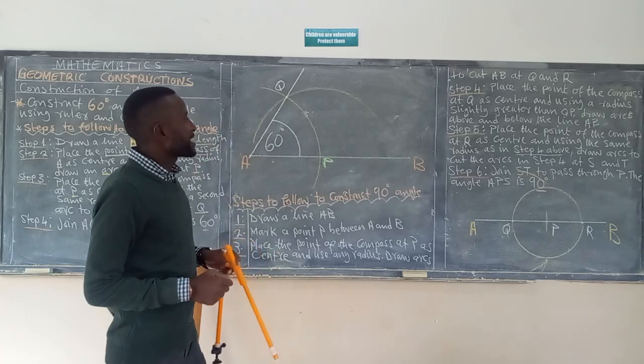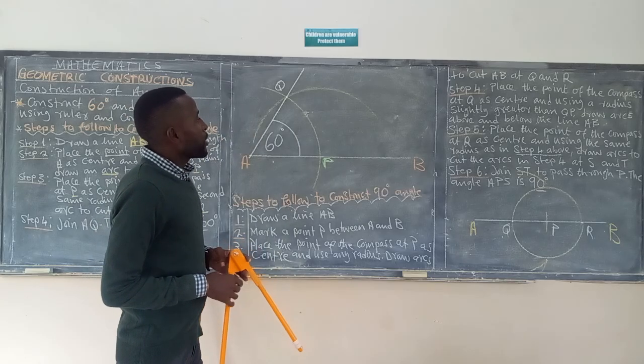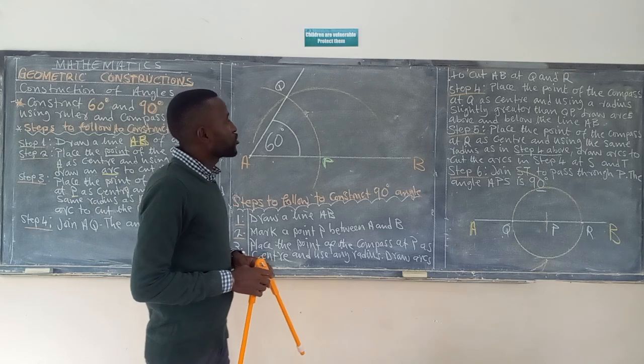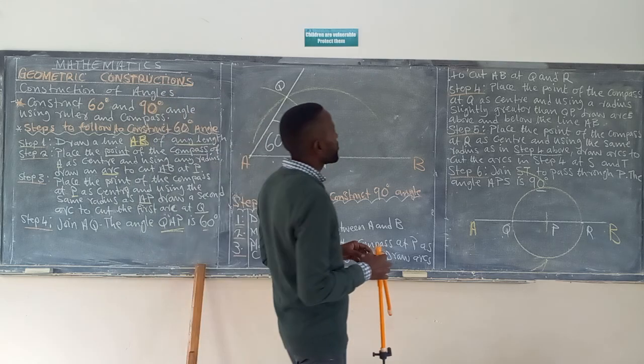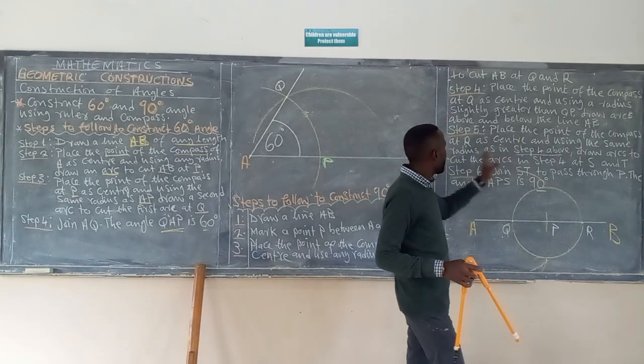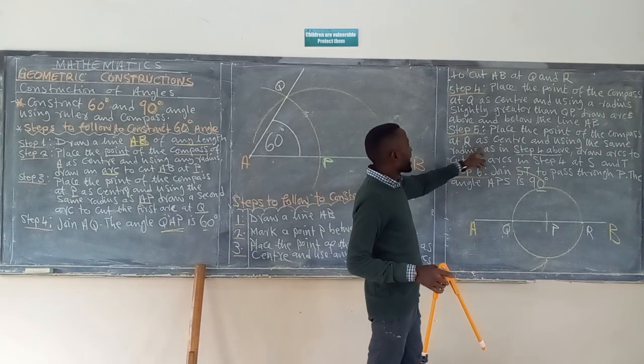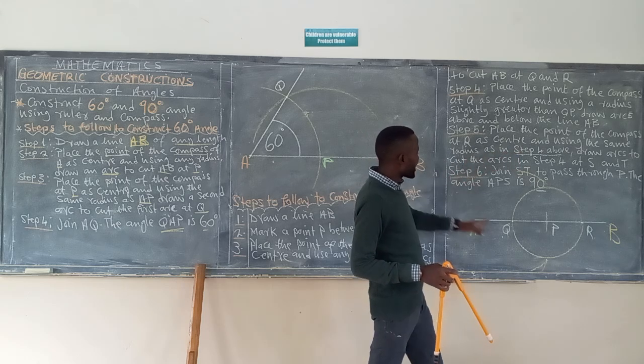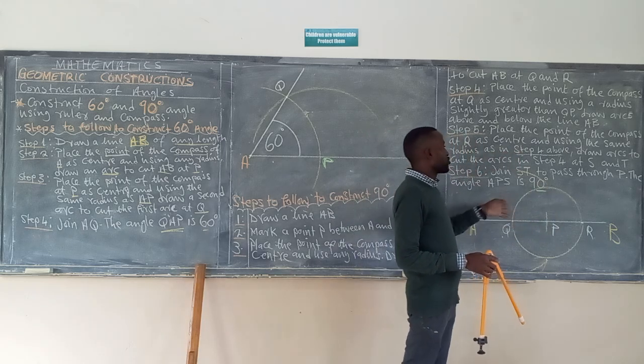Therefore, what are they saying now? When we make the two arcs above and below the line AB, step 5, place the point of the compass at R as a center, and using the same radius that we used to draw this arc, join the two arcs.